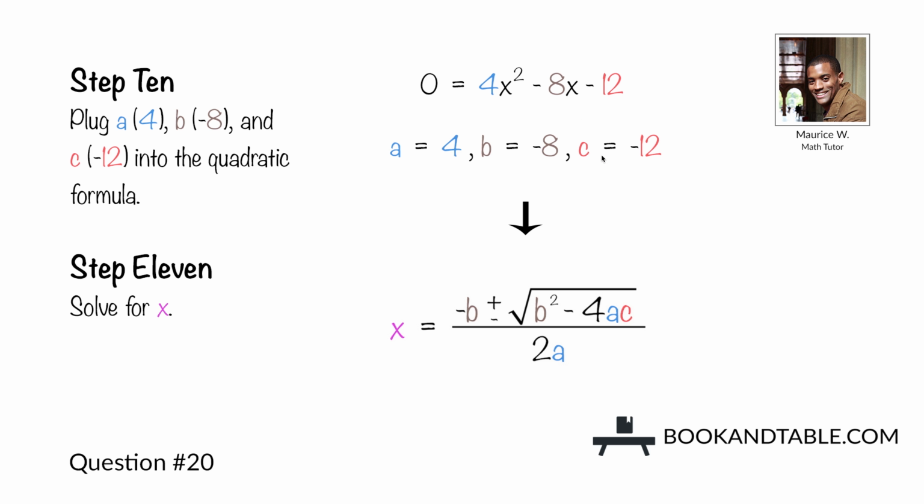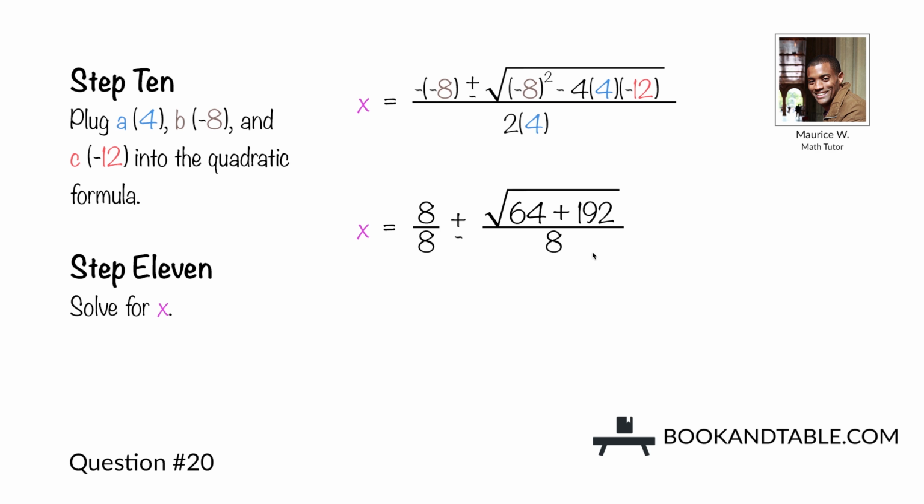But we're going to use these numbers and plug them into the quadratic formula. And then we'll evaluate that expression. Negative 1 times negative 8 is positive 8, divided by 2 times 4, which is 8, plus or minus the square root of negative 8 squared, which is 64, minus 4 times 4 times negative 12, which is plus 192. 192 plus 64 is equal to 256, and the square root of 256 is 16.